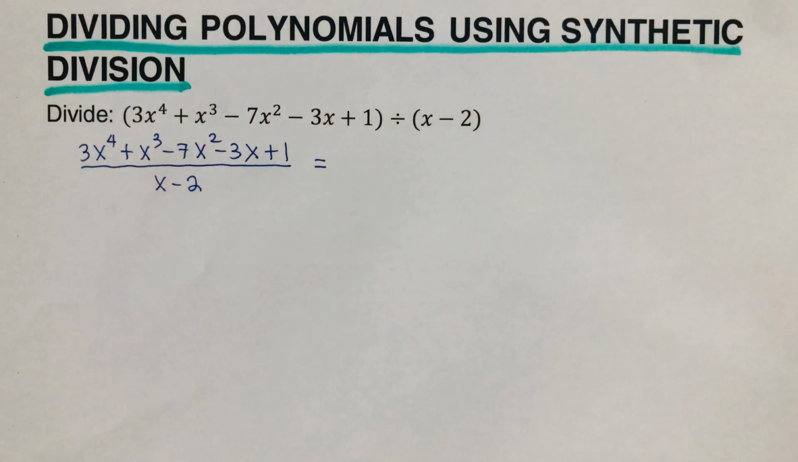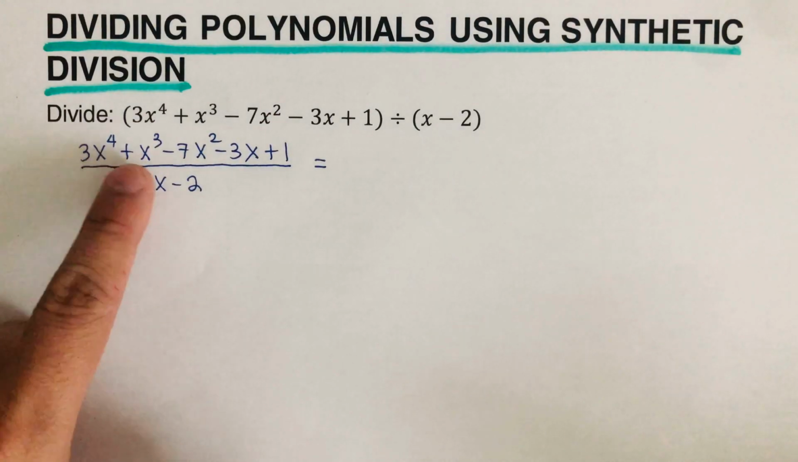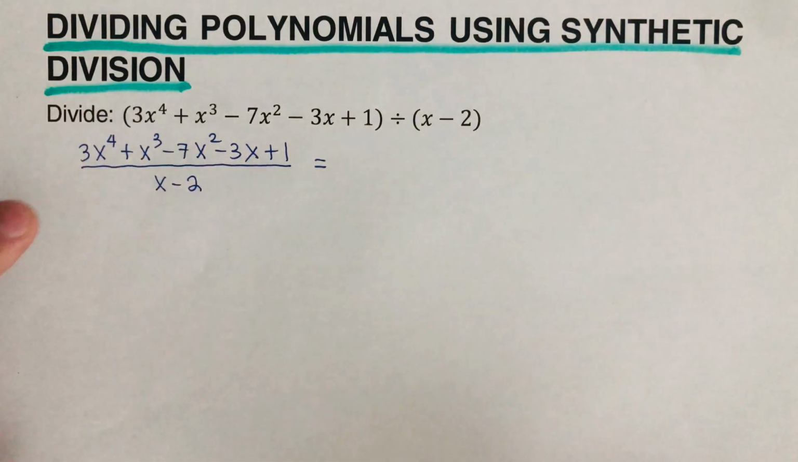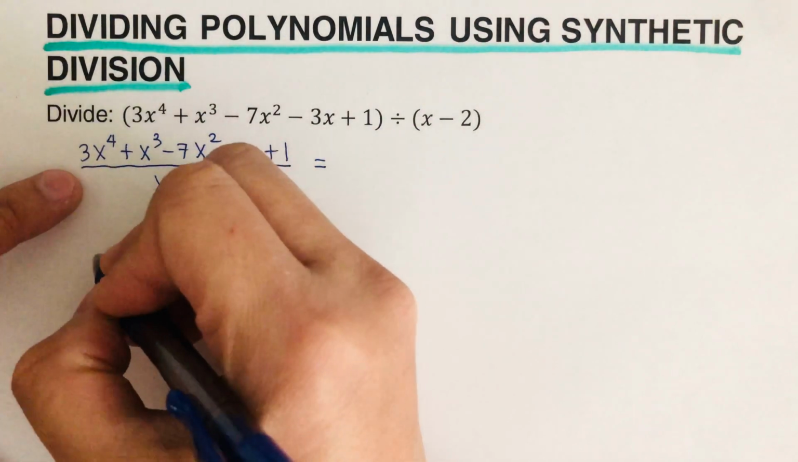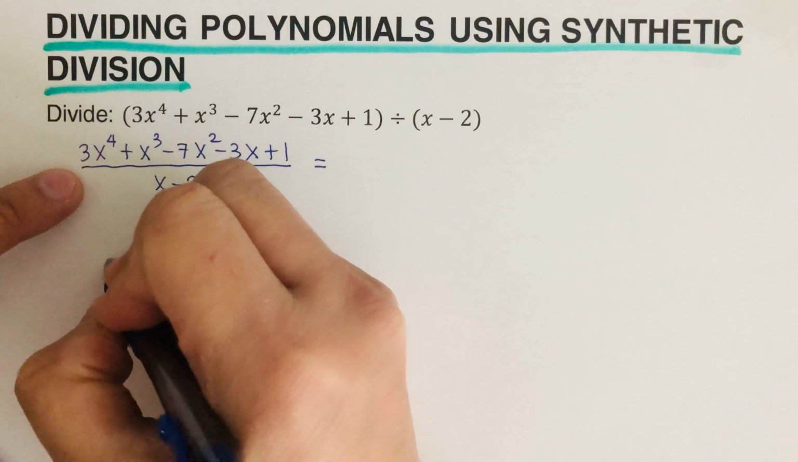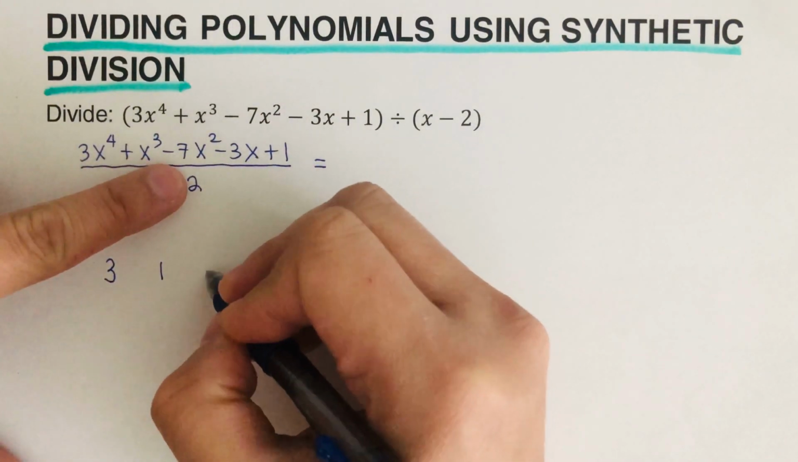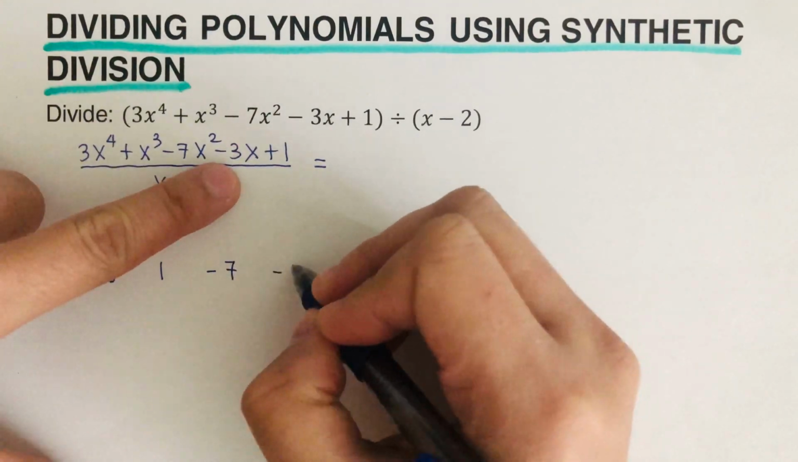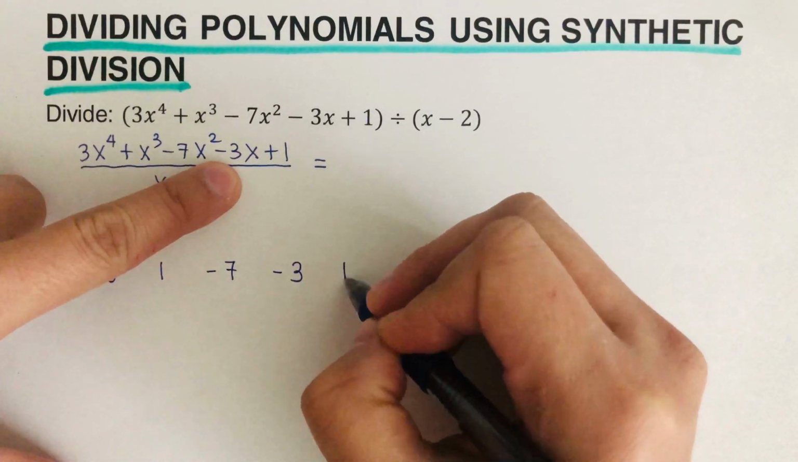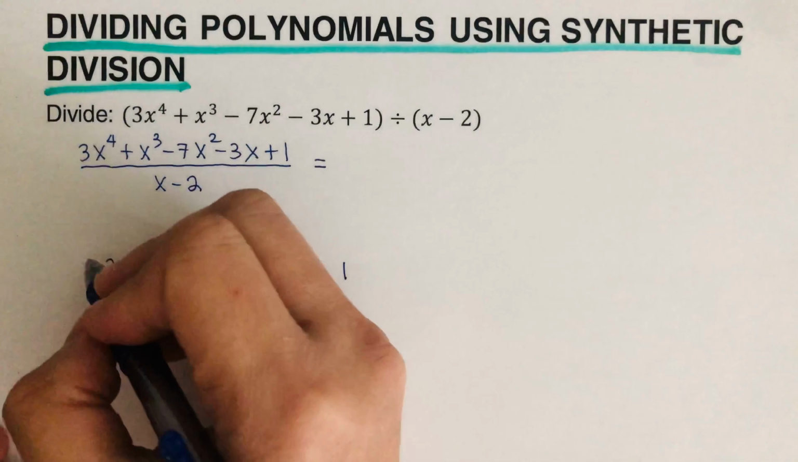So using synthetic division, we need to write all of the coefficients only. In this case right here, we have a 3, so I'm just going to go ahead and write 3. And then we have 1, and then negative 7, negative 3, and 1. And then after this, we are going to divide it.